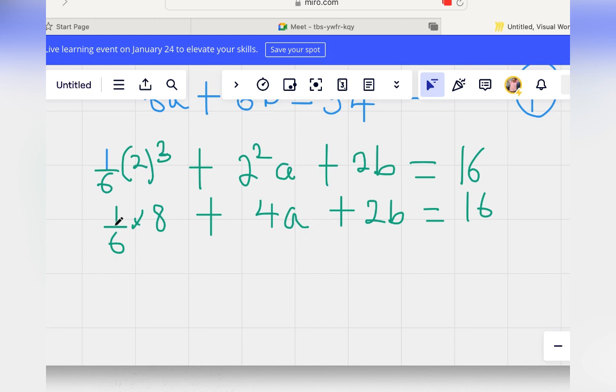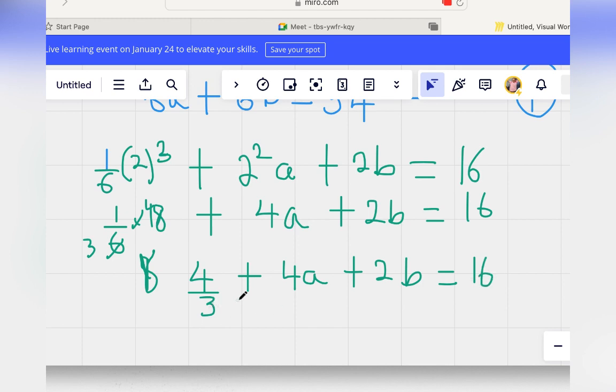Now if you multiply, you get 8 over 6, which, if you simplify, is 4 over 3. 2 here, 3; 2 here, 4. So I get 4 over 3 plus 4a plus 2b equals 16.